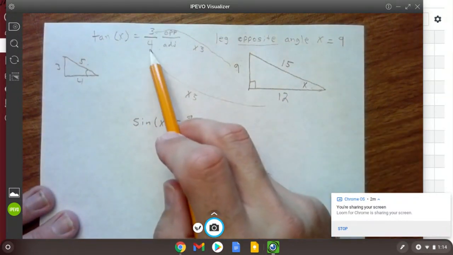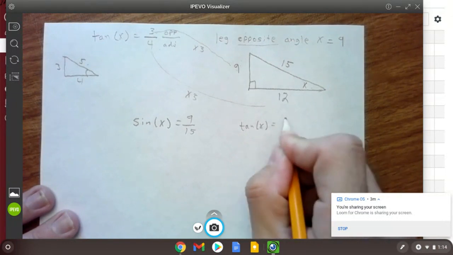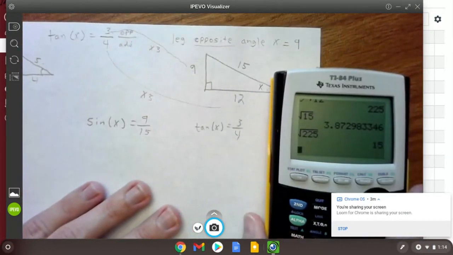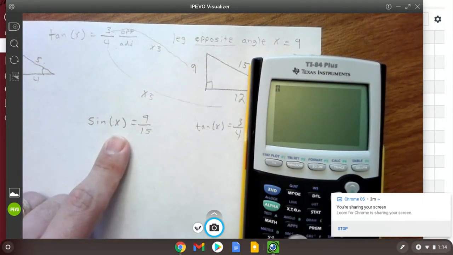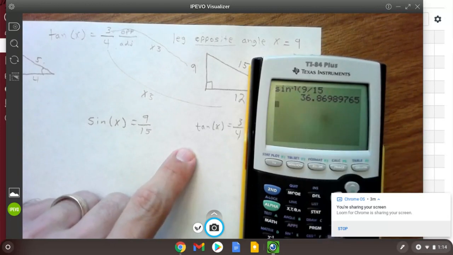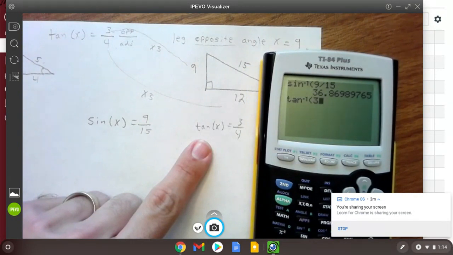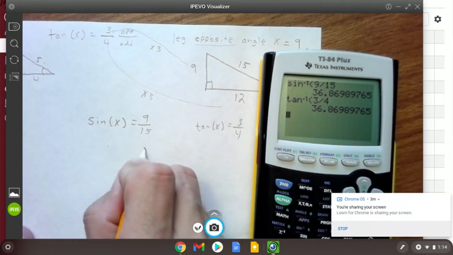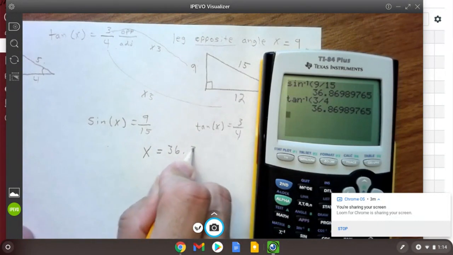I just realized we could have used this equation up here. Yeah, they're going to give us the same answer. Tangent of x is equal to 3/4. Probably should have just used the one they gave us, a little more straightforward. So on this one, if I do inverse sine of 9 over 15, I'm going to get 36.86. On this one, if I had done inverse tangent of 3/4, I get the same answer here. So either way, x is equal to 36.87.